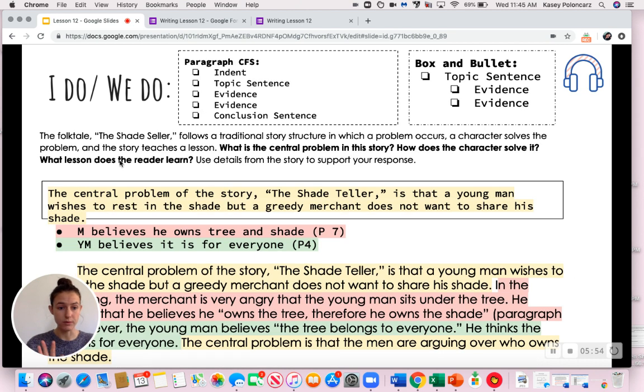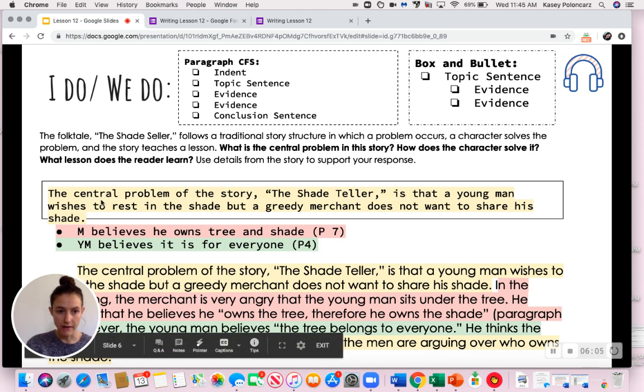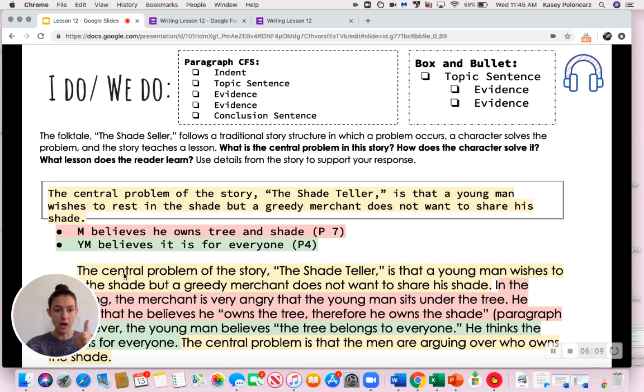So now I'm just going to review my CFS, because you always want to check your CFS. So I have my indent. Remember, I have those 2 fingers down. Good, I'm done. Next part of the CFS, my topic sentence. Do I have it copied directly from my box and bullet plan? Yep, awesome. So now I can move on. I want you to give me a thumb up, thumb down. Do I have my next piece of evidence?